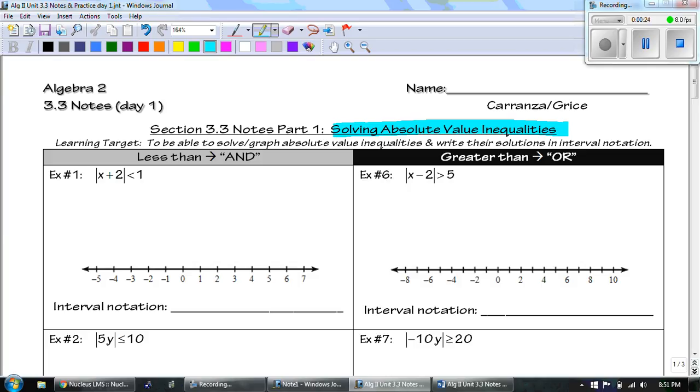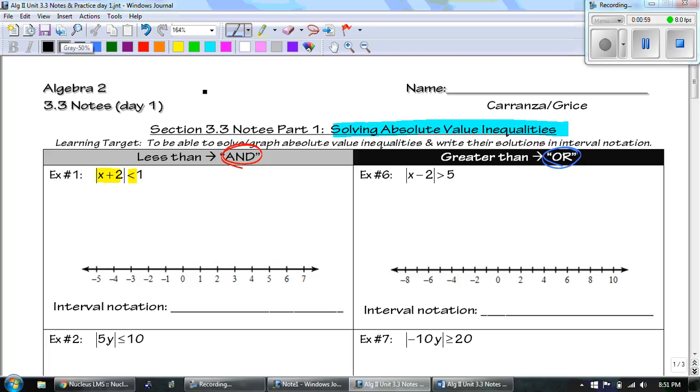Good, me too. So, if you look at the top, you see that it says less than, and that means and. Greater than means or. So when we're dealing with absolute value inequalities, if it's less than, we're going to change it to an and. And if it's greater than, we're going to change that to an or.